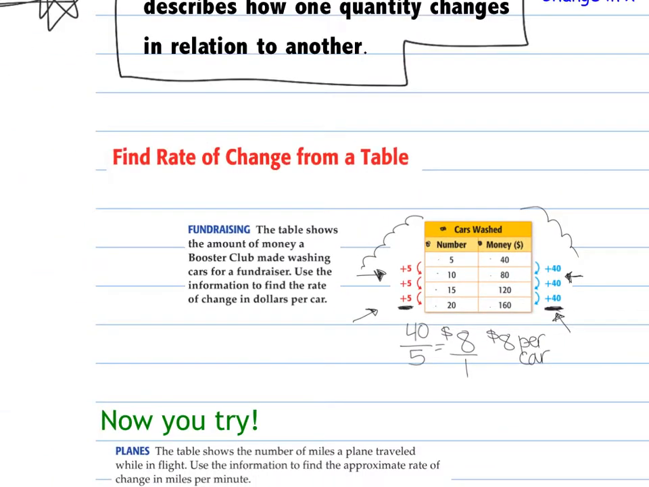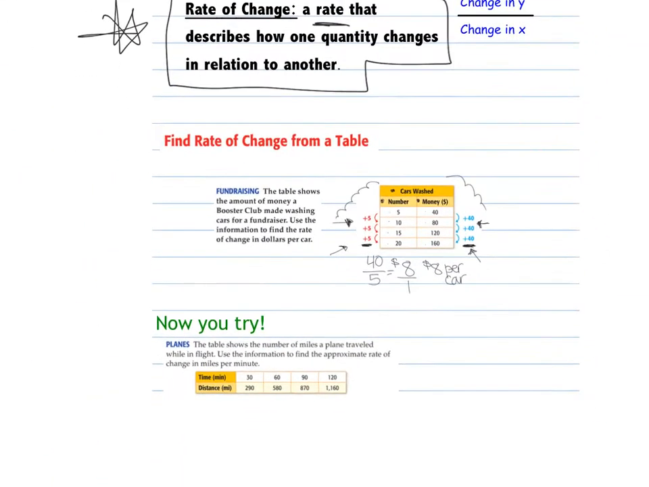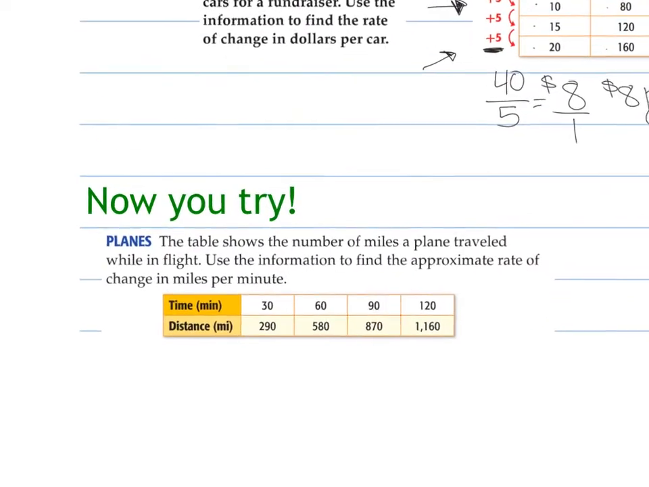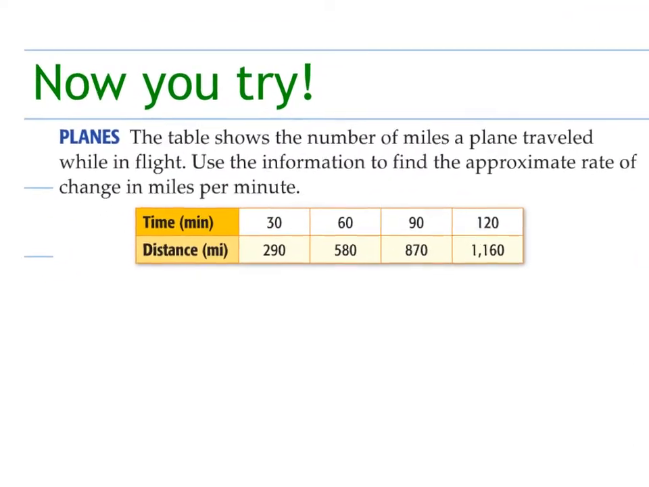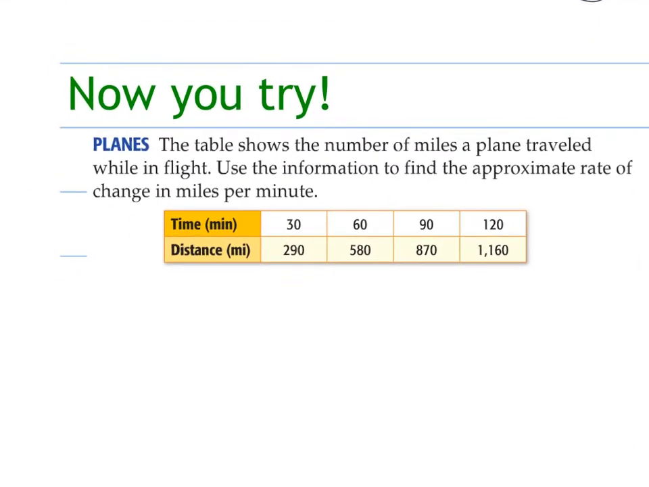Okay, let's do another one together. You can try this one on your own, but we can also do this together. The table shows the number of miles a plane traveled while in flight. Use the information to find the approximate rate of change in miles per minute. So that means that miles is going to go on the top of my fraction, and per minute is going to go on the bottom. Numerator, denominator.